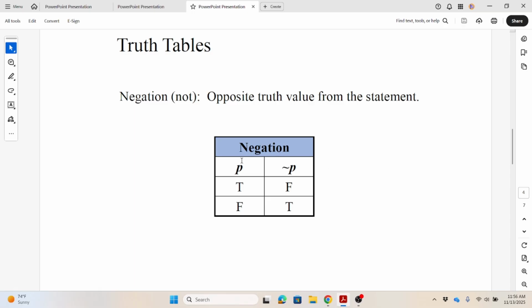For example, let's say you have a statement P, and then its negation is the negation of P. So if the statement P is true, then its negation is supposed to be false. If the statement itself is false, then the negation of that would be true. So the information in this table is called a truth table, and this is for negation, the opposite truth value from the statement.